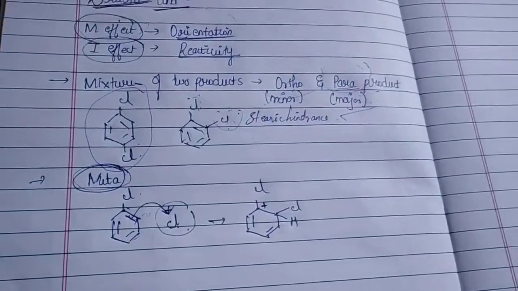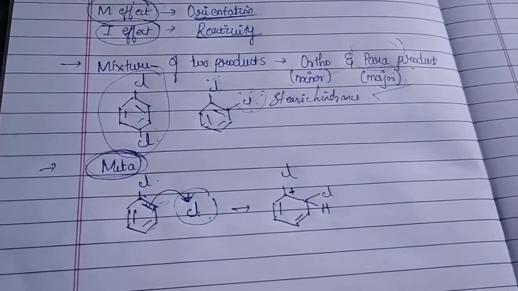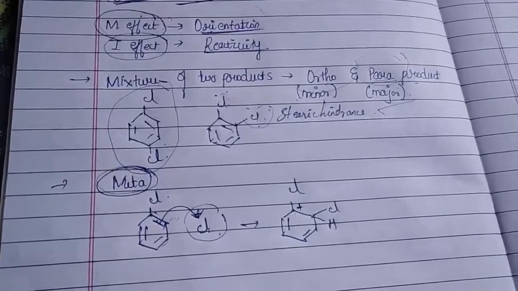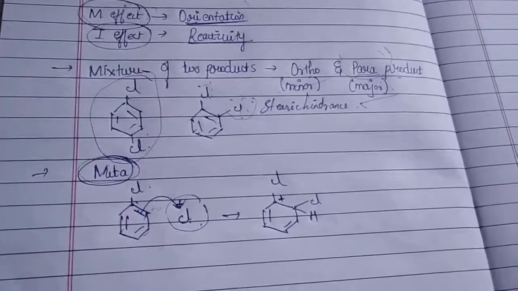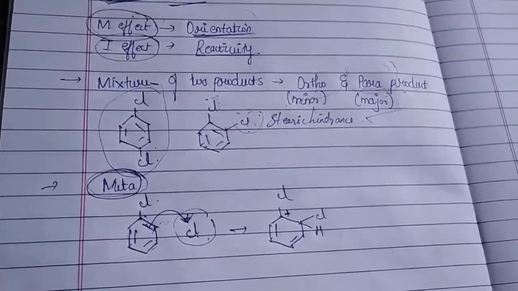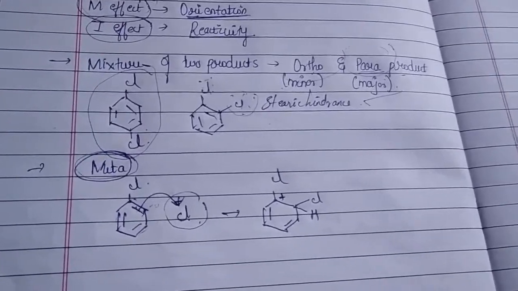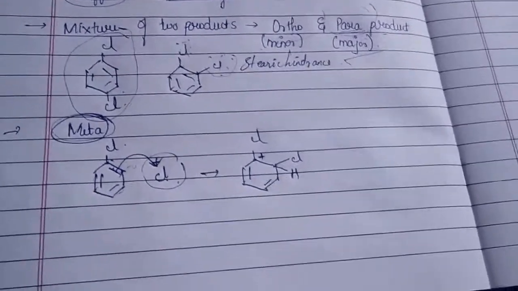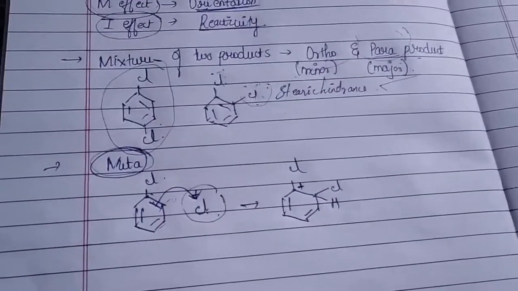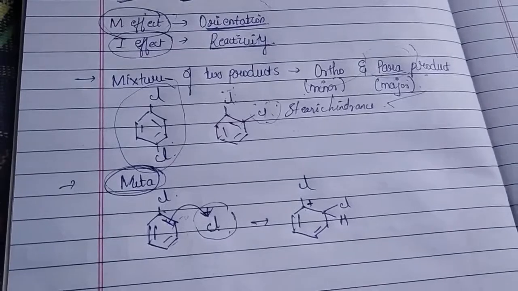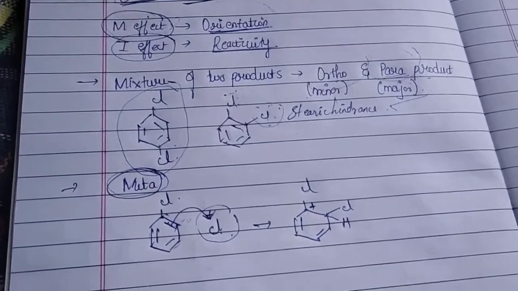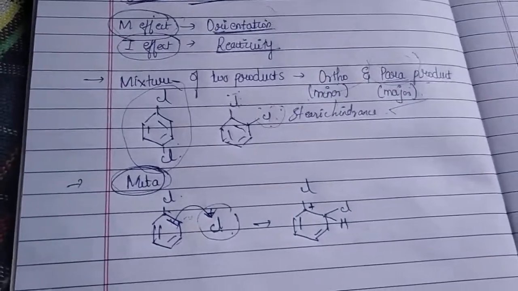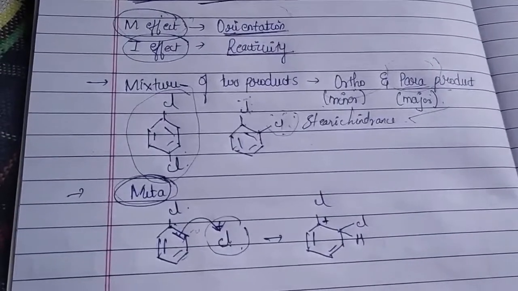So next, we are going to see certain electrophilic substitution reactions. Of course, you are going to have mainly 4 important reactions: halogenation, nitration, sulfonation, and Friedel-Crafts reaction. In Friedel-Crafts, once again, we have 2 categories, which will be dealt with in my next video. But in this video itself, we are going to see 3 important reactions of electrophilic substitution: halogenation, nitration, and sulfonation.